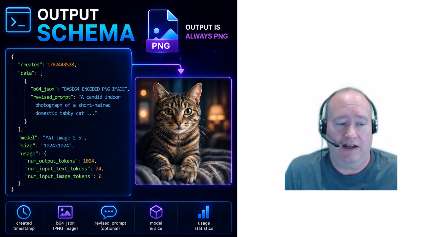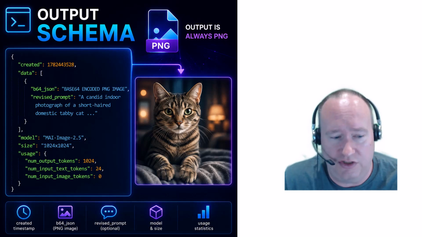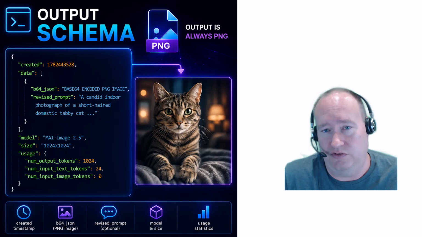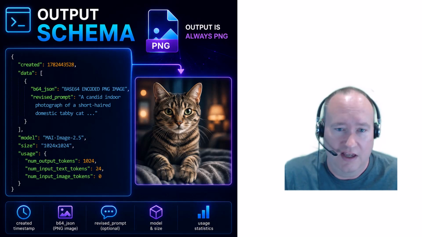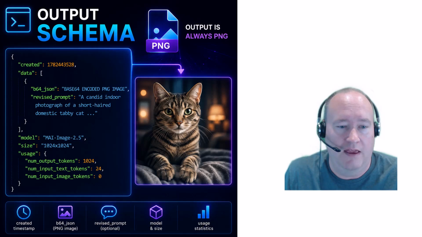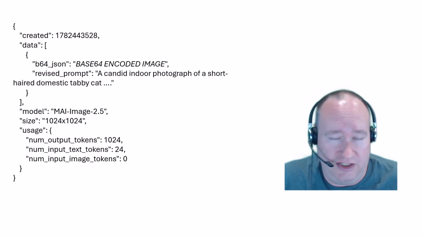It also passes back model and size, but the usage information is important here. This is how you can calculate your cost. These are the input and output tokens it used to generate that image. So that's really good and useful, and you can leverage that. And here's an example of what that looks like coming back, just in JSON format.